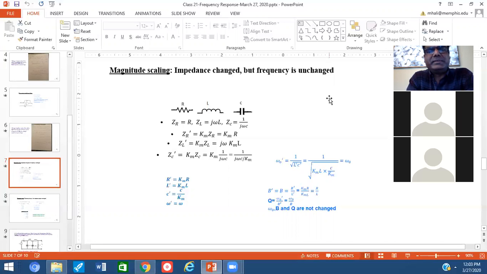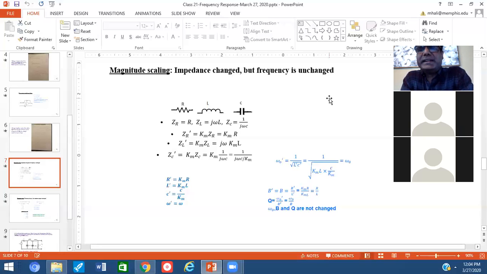So what you can conclude, see the leftmost bottom side, that green colored, I have written R prime equal to K_M multiplied by R. This means for the magnitude scaling or impedance scaling situation, R will be multiplied by K_M. That is the new R, R prime. L will be L prime, K_M multiplied by L. C will be changed into C prime, that will be C over K_M. And I have written omega prime equal to omega, because frequency will not change.